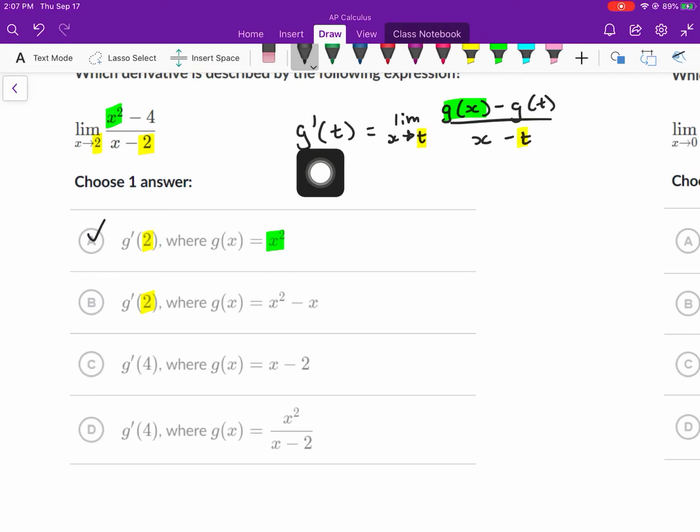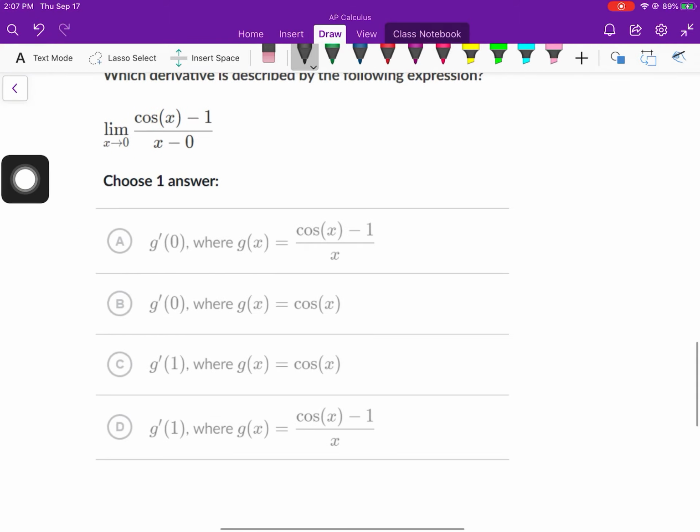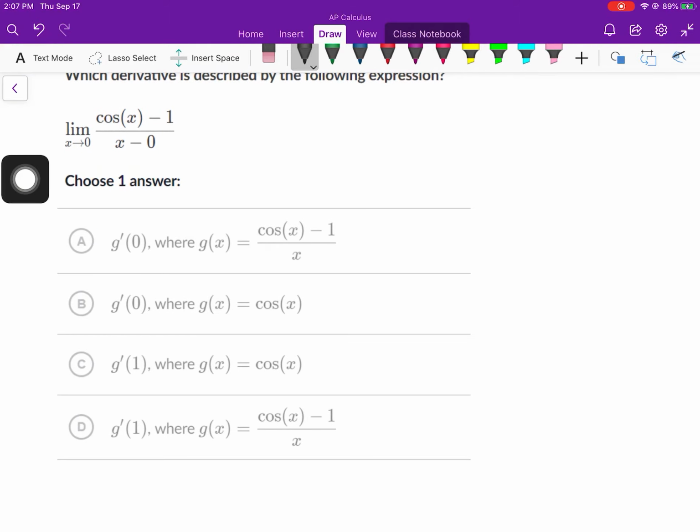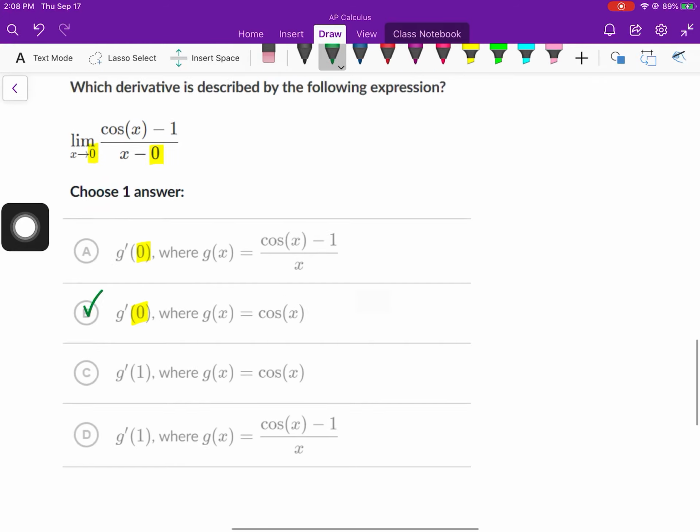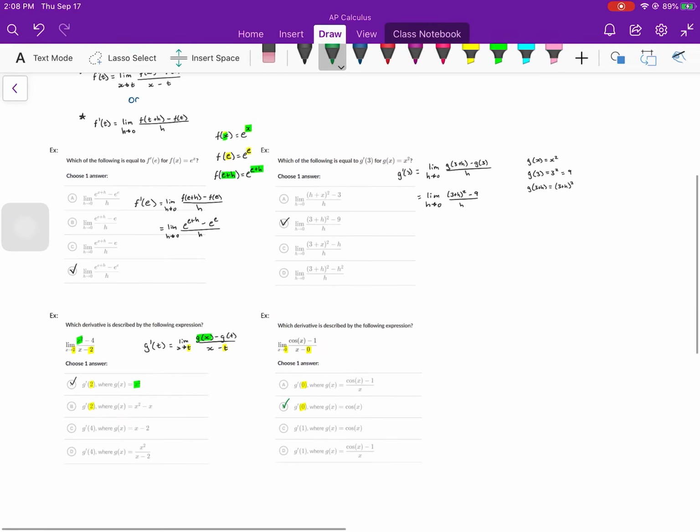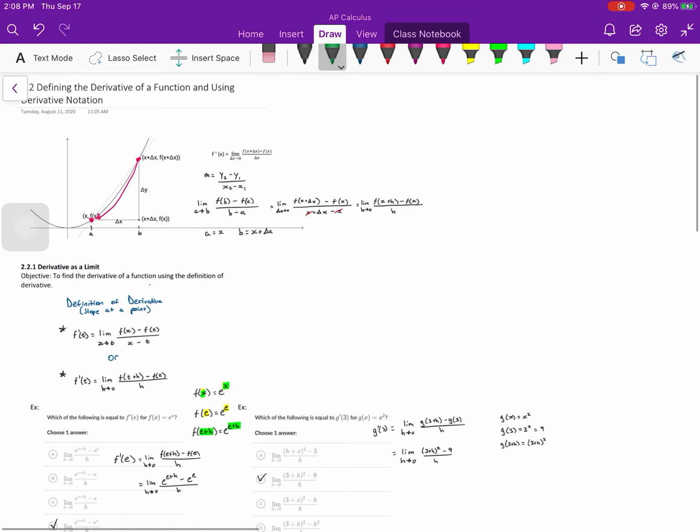And it makes sense. g of t, well, if g of x was x squared, then g of 2 would be 2 squared, which would be 4. So it does make sense. It fits that mold real well. This one's cosine. Don't fear it. You can see right away that 0 is what we're trying to find that derivative at. And then our function is just cosine of x. You know, cosine of x minus, just takes that same form. So don't overthink these. That's the worst thing you can do. Just fits that mold. Sorry for the long lesson.